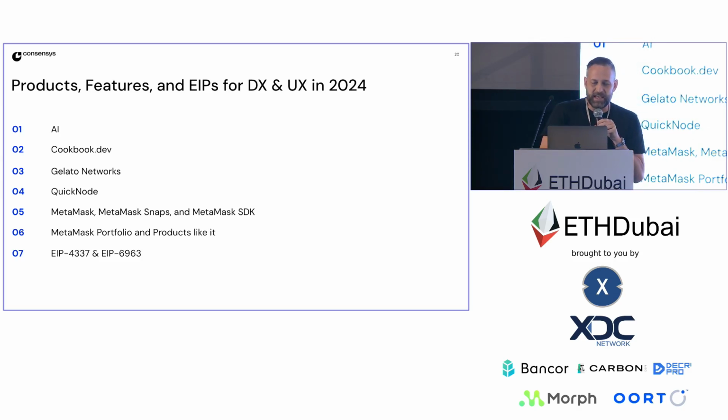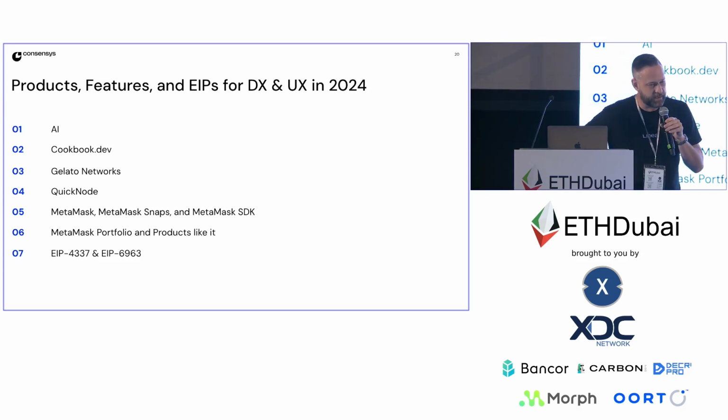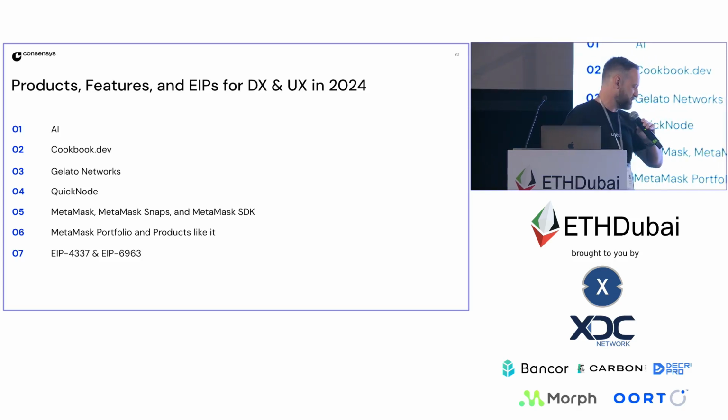Products, features, and EIPs for good developer experience and UX in 2024. A few of these I'm going to go over. You can see the list here. I'm just going to skip to the next page because I feel like we're running short on time.